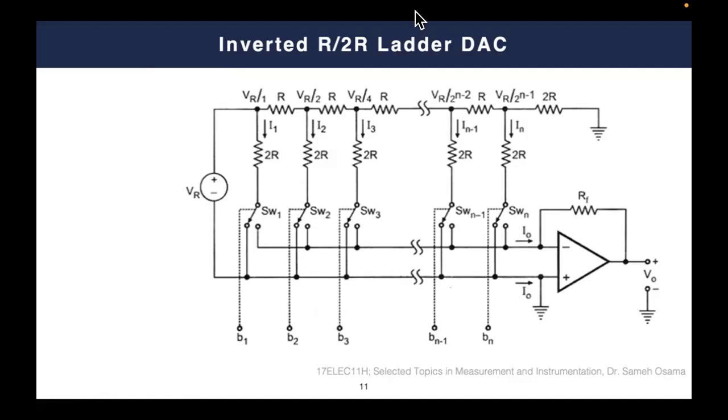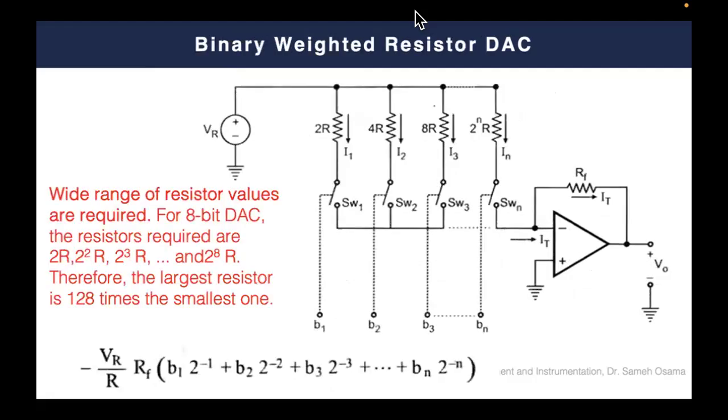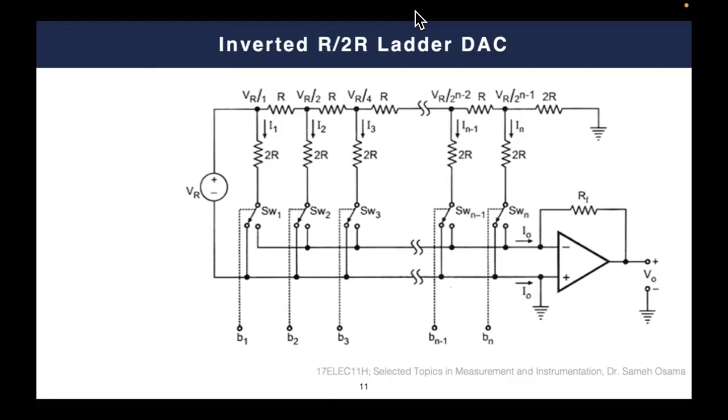That's all. So you need only two values of resistance instead of a huge amount of values, or a big variation, as in the case of the first structure, the binary weighted resistance topology. Here we are only using two values of resistance, R and 2R. But the question is: if this is VR, how come this will be VR over 2, and how come this will be VR over 4, and so on? How can we consider this? It is a very simple way.